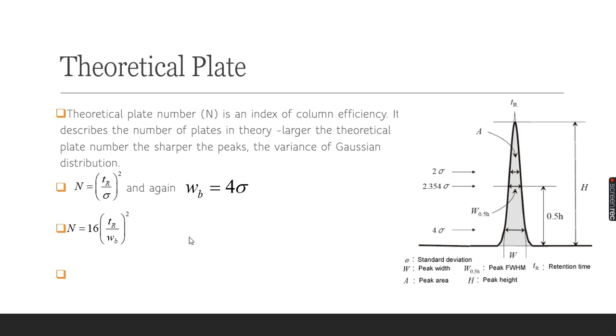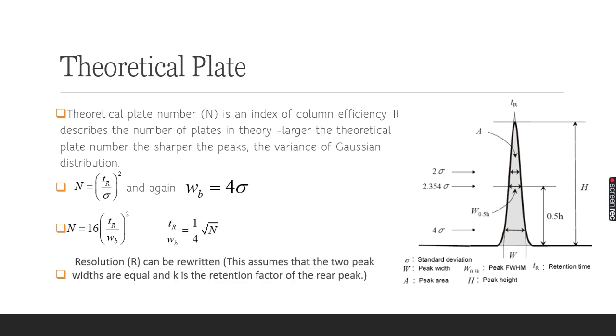TR we already know, and WB we can calculate for a given specified condition of a column, and this can be further simplified as TR by W equals 1 by 4 square root of n. Now the resolution, whatever we have earlier written in our last slide, can be rewritten once again. That is, resolution is coming from TR by WB, that is 1 by 4 root n, alpha minus 1 by alpha multiplied by k by k plus 1.